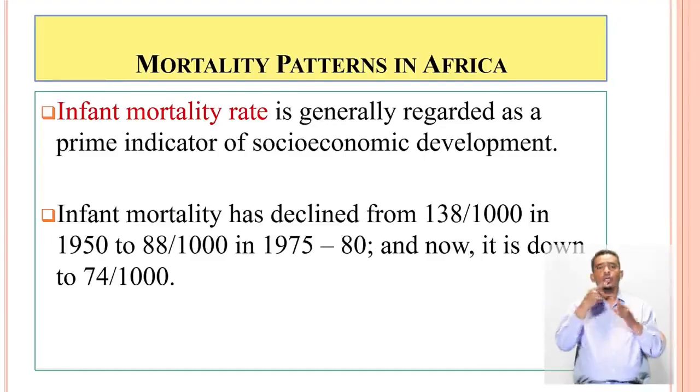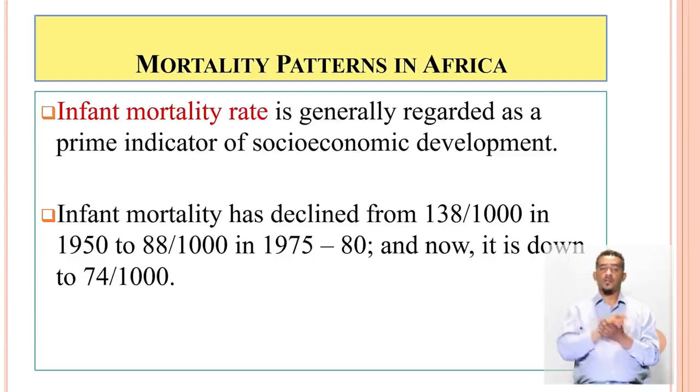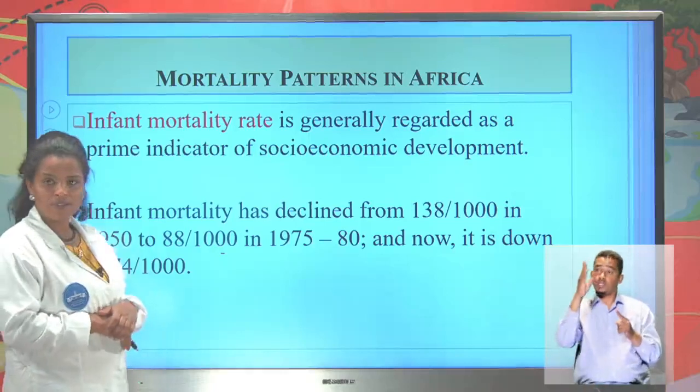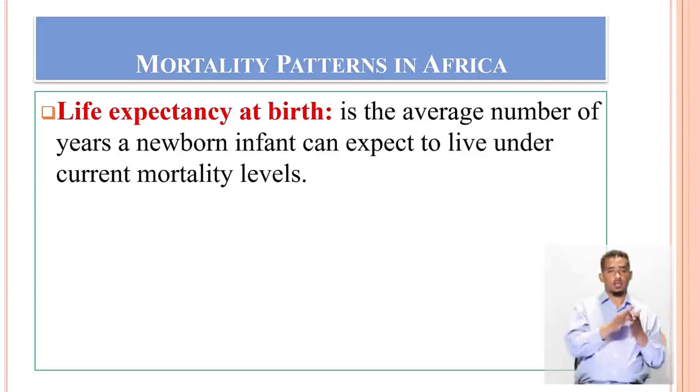The infant mortality rate is generally regarded as a prime indicator of socio-economic development. Infant mortality rate has declined from 138 per 1,000 in 1950 to 88 per 1,000 in 1975, and 80, and now it is down to 74 per 1,000 when we look at the infant mortality rate of Africa. Let us see life expectancy at birth.